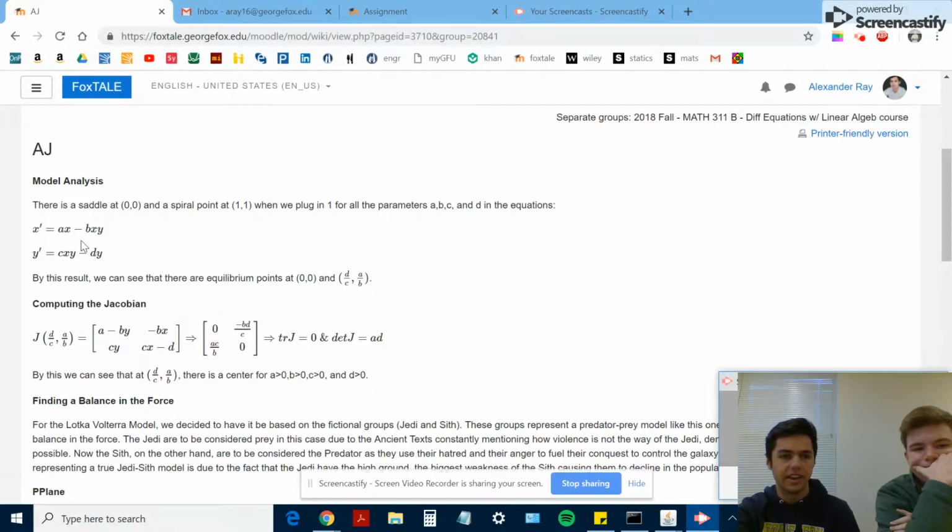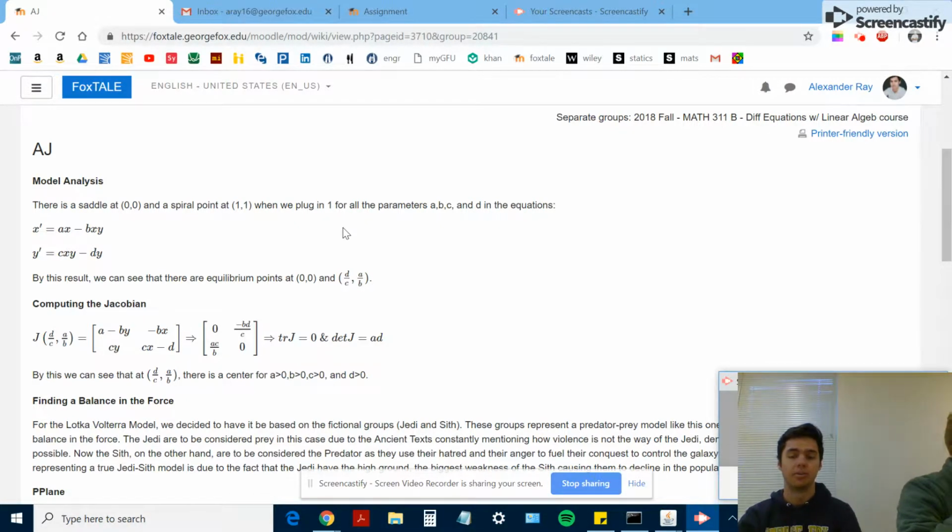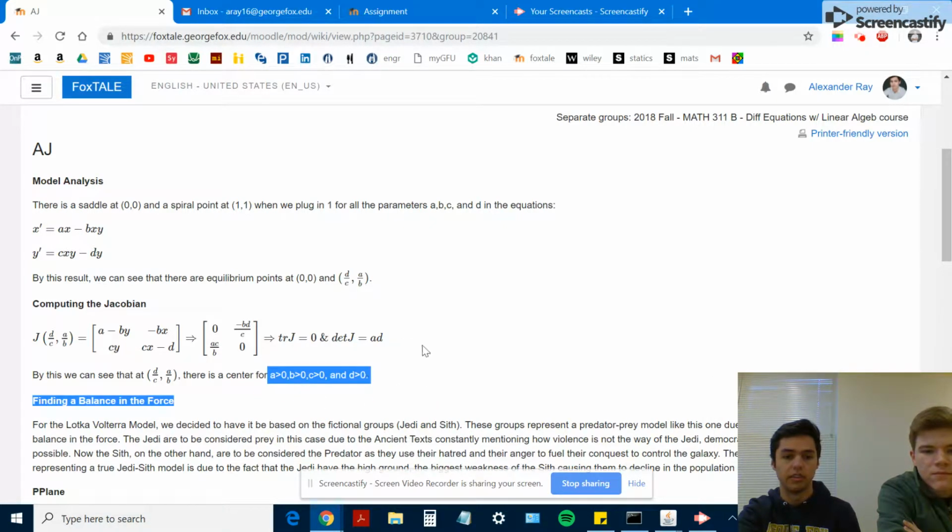So we found that there's a saddle point at 0, 0 and a spiral point at 1, 1 when we choose arbitrary values for the parameters, because the parameters obviously have to be positive numbers because you can't have negative population. So that's what we did there, because you need to have values that are greater than 0 for A, B, C, and D.